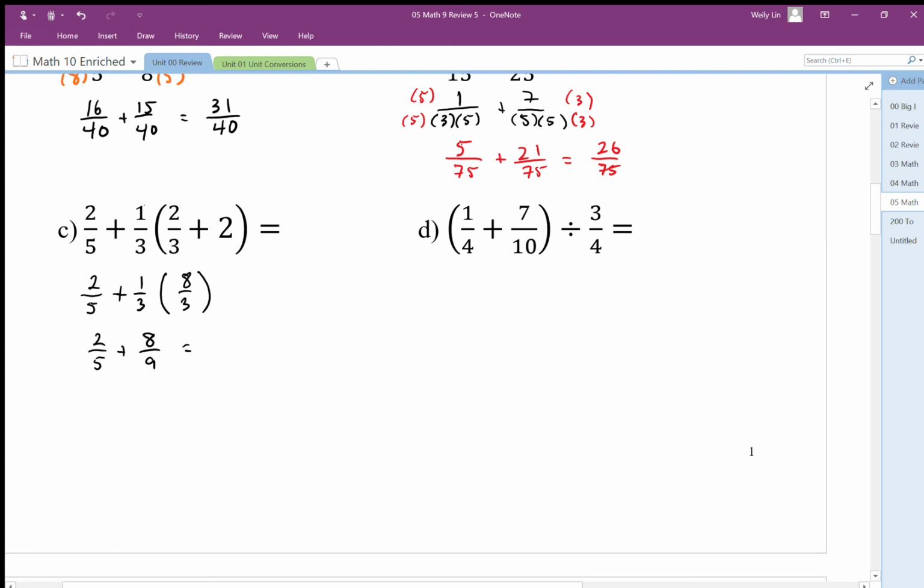To add these fractions together, we need a common denominator. They don't share any factors. So we're going to use a times 9 and times 5. I get a common denominator of 45. Okay, so adding those numerators together, we get 58. And the size of the fraction doesn't change. So we have 58/45, and they don't share any common factors.